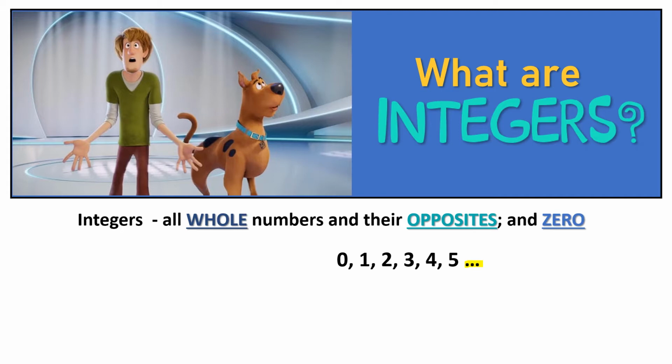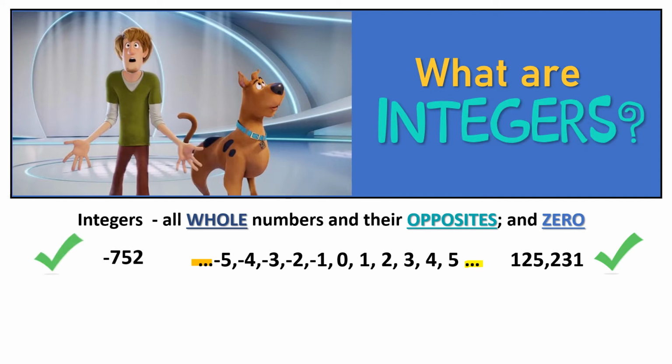Those are integers. And then on the left side of 0, you have -1, -2, -3, and so on. And again, these three little dots represent that this continues on, -6, -7. So, for example, you could have a number as high as 125,231, and yes, that is an integer because it's whole. Or as low as, say, -752, that is also an integer because it's a whole number.